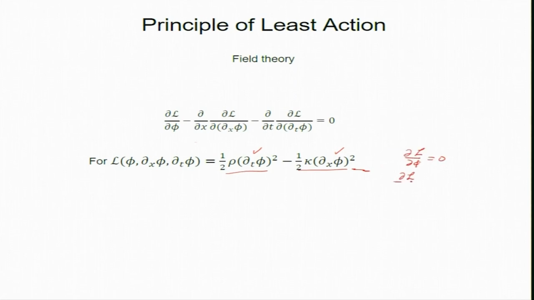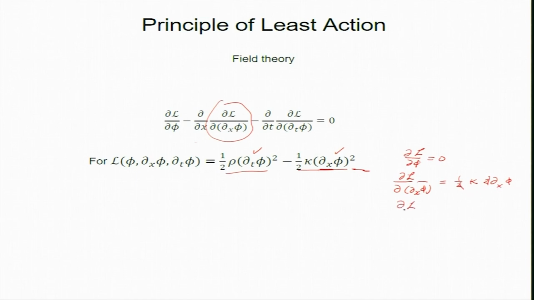What is partial L partial of dx phi? I look at it here, this is the term, d phi dx is the function. When I take the derivative, I get half kappa times the derivative of this, which is 2 dx phi. So, 2 and half cancel, giving kappa d phi dx.